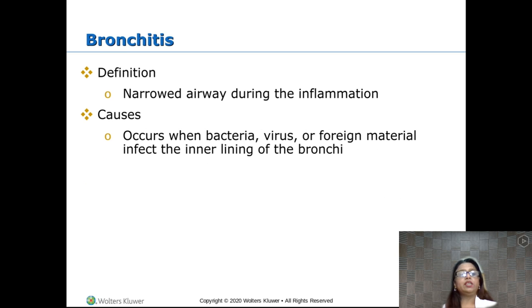Bronchitis. Bronchitis is inflammation of the lower part of the lungs. Basically, those pipes that cause air to flow into the lungs are the bronchi, and if they get inflamed, that condition is called bronchitis.